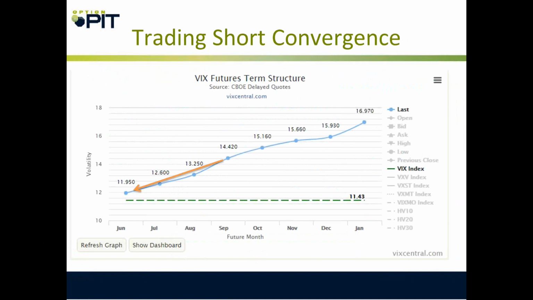This is a convergence trade. I sell a September future at 14.42, assuming the VIX is going to get to 11.40. Or I buy a put, assuming the VIX is going to get to 11.40. All I'm really betting is that things are going to stay the same. Does the market tend to have an inertia to it in the near term? Yes.